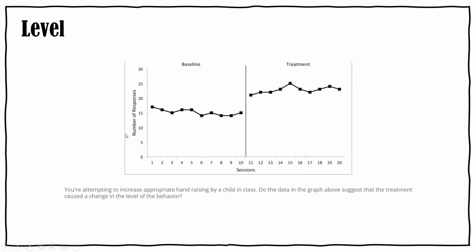All right, for these data, we're looking at the appropriate hand raising by a child in class. We can see on the y-axis we have number of responses, on the x-axis we have sessions, and so we want to find our means. So for baseline, our mean is 15.2, so we add all these data points together, divide by the number of data points, and therefore our line would go right here. Our treatment mean is 22.8, so add all these data points together, divide by the number, you get 22.8, and therefore that would put our line right here. So we can look at the level and see if there's a big enough jump in the level between our baseline and treatment phase. And we would probably say, yes, we do have a clear difference in level, so our intervention for these data is effective.